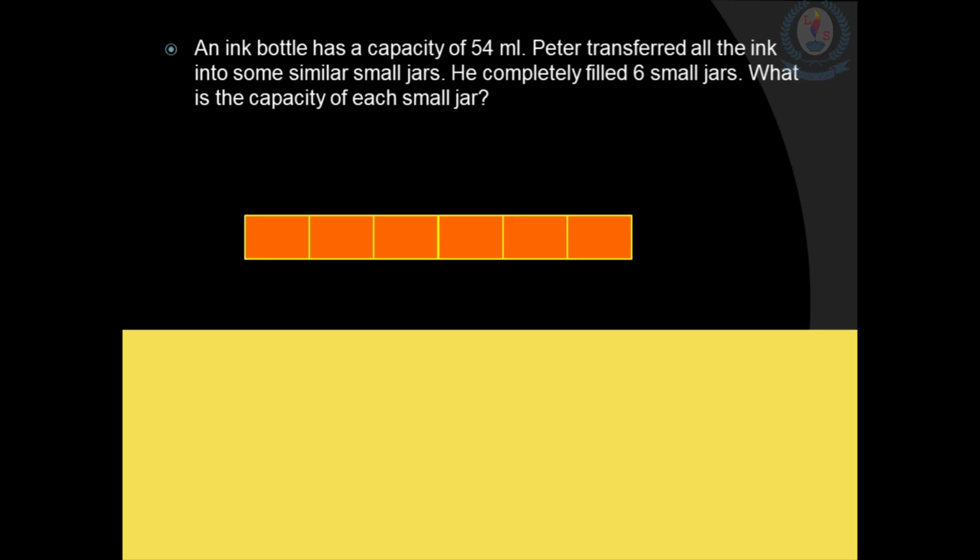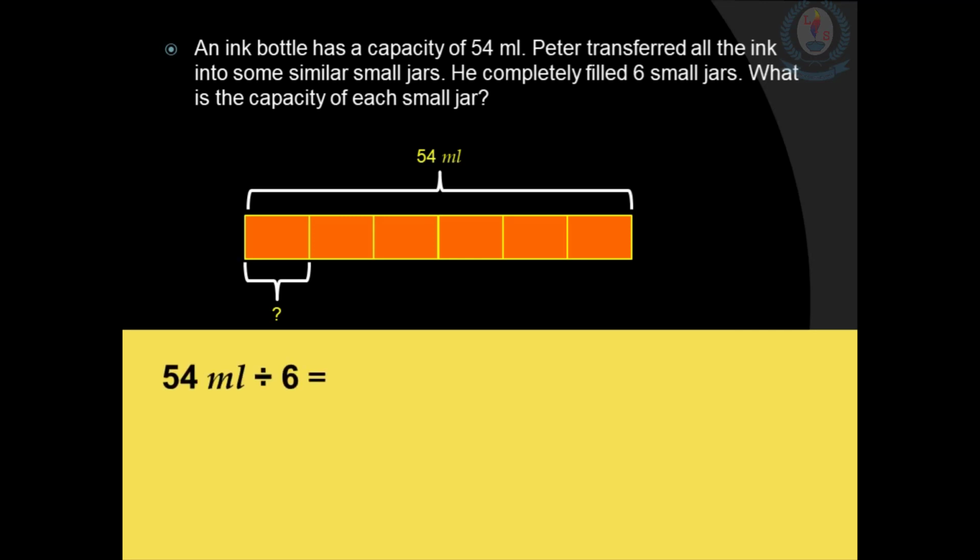If he fills 6 small jars from 54 milliliters, let's take 54 milliliters as 6 units. These 6 units are equal to 54 milliliters. We want to find the value of 1 unit, or each unit. Here we have to divide 54 milliliters by 6. 54 milliliters divided by 6 is 9 milliliters. So the capacity of each small jar is 9 milliliters.